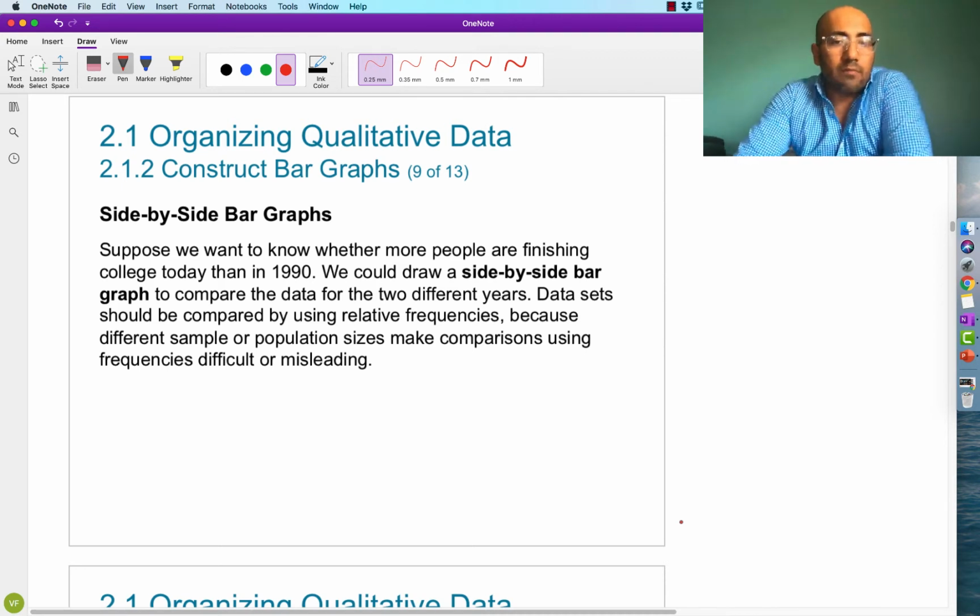Data sets should be compared by using relative frequencies, because the different samples and population sizes make comparisons using frequencies difficult or meaningless, right? As the size of the population increases, we would naturally expect more people to graduate from high school and graduate from college and everything in between, just because there's more people. But that might not give you a good sense of whether or not more relative people are graduating, right? So proportionally is what we want. What proportion of the population is finishing high school, is going to college, is graduating from college? That's what we're looking at.